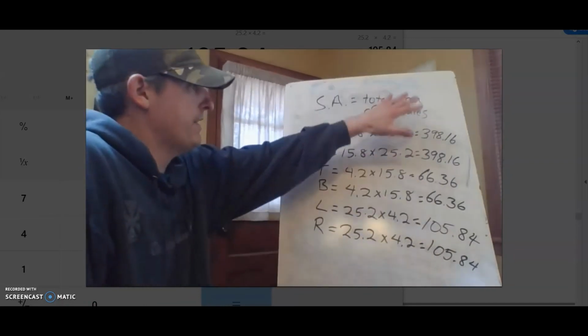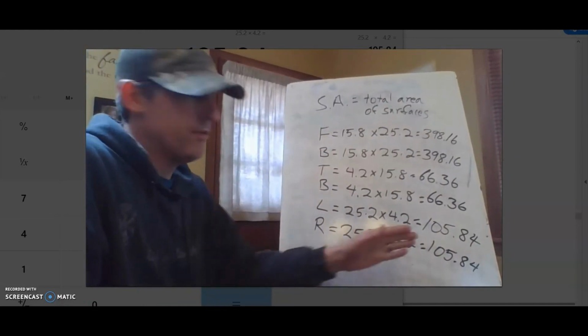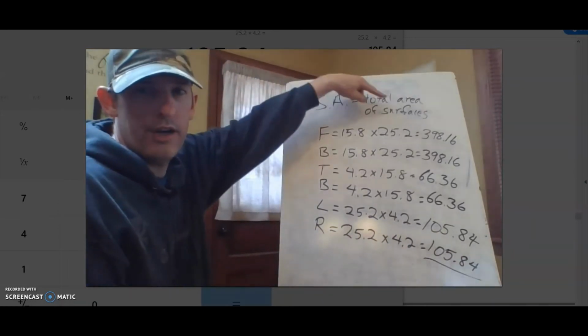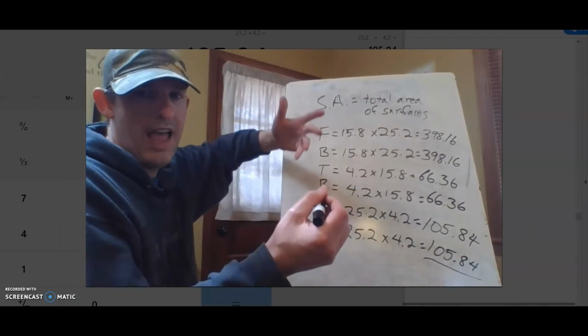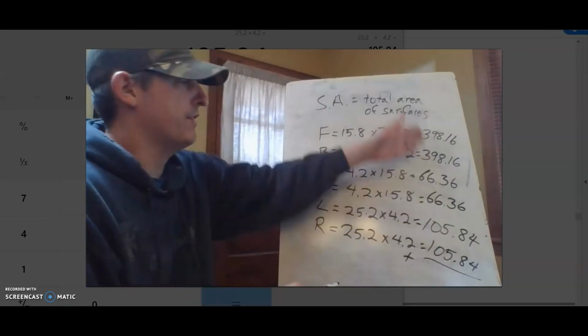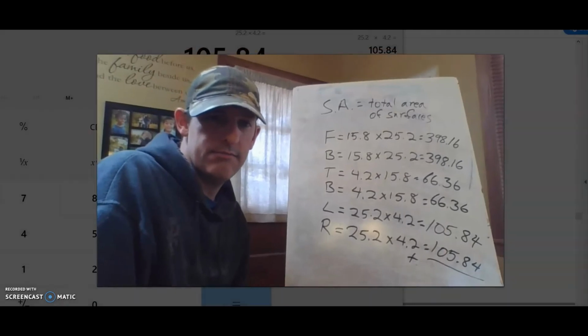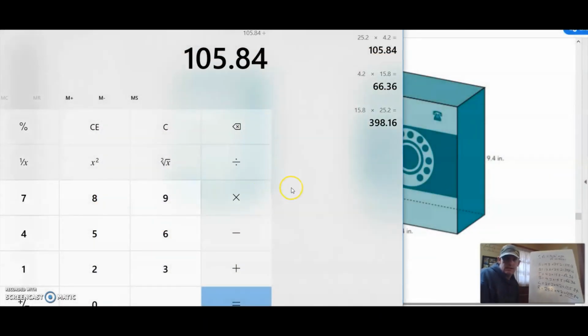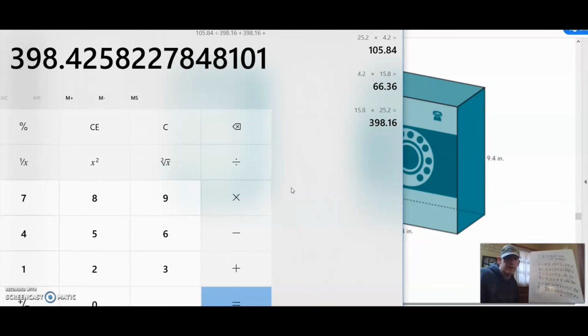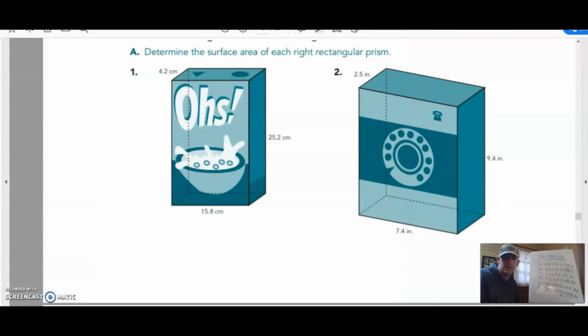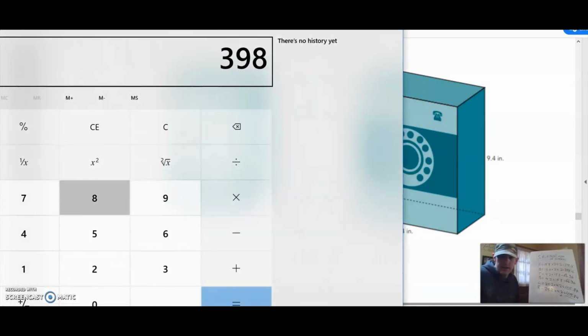And last but not least, we're going to add them all together. So the surface area is the total area of surfaces. We're going to add them all together. And here we go, back to the calculator. I think I messed up, so this might take a while. Sorry. Okay, look at that. It's 105 something divided by 398. And here's about where I realize it. Oh, whoa. Yeah, that's not right. I go, what? I close down the calculator, I refresh it, and now I'm ready to go again.